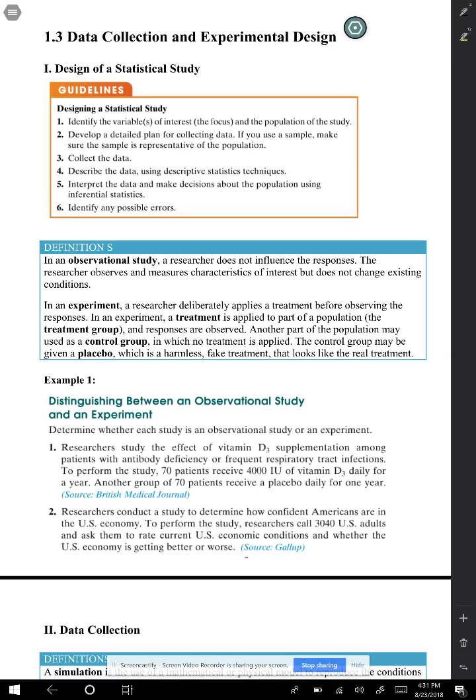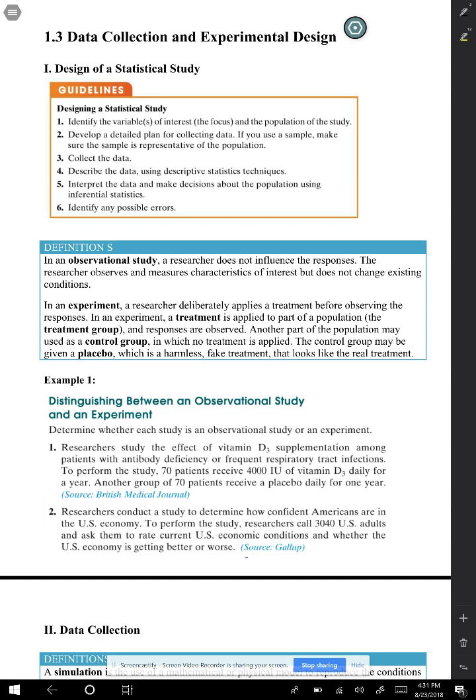In lesson 1.3, we're going to be looking at data collection and how to design experiments. There will be quite a few definitions and guidelines that you're given. I'm not going to read everything. You can read those for yourself. Some of the definitions I'll point out and explain a little bit if they need explanation.